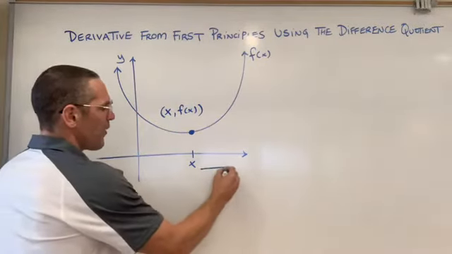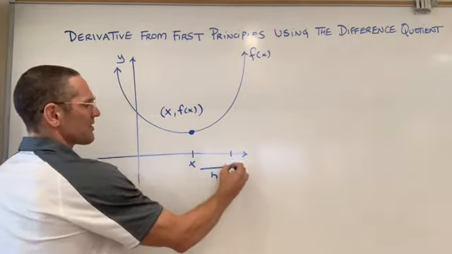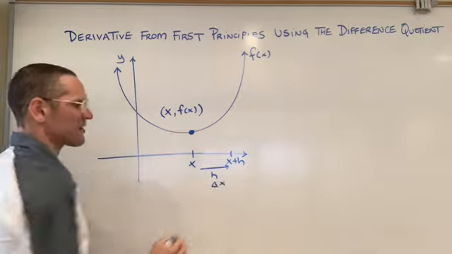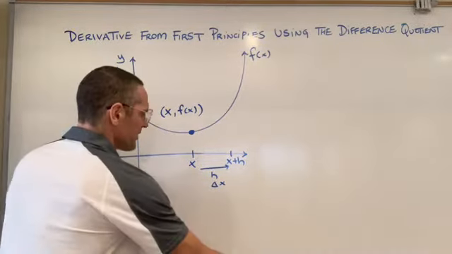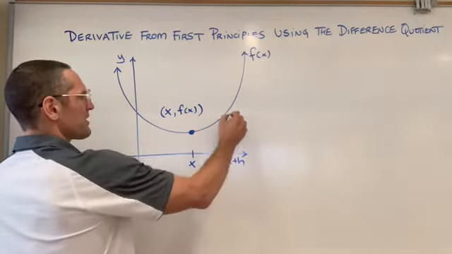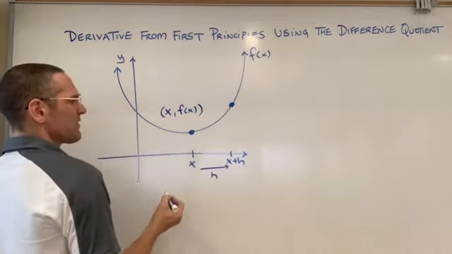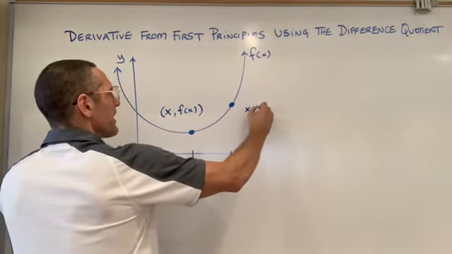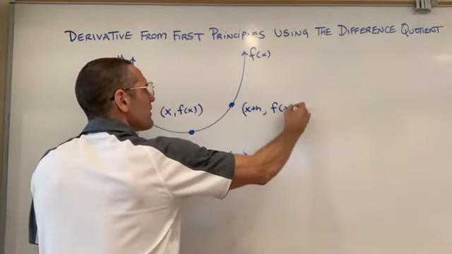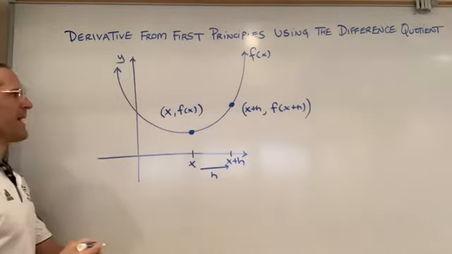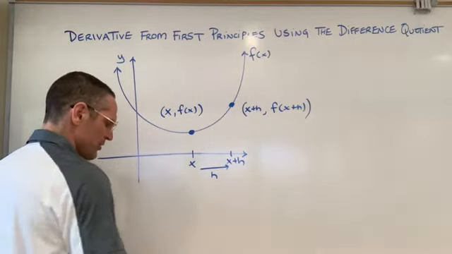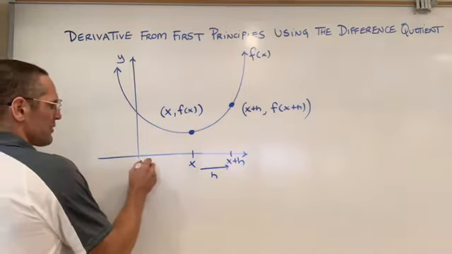I'm going to go over a distance h to come up with x plus h. Now, sometimes they call this delta x. I like to use h. Delta x sometimes takes the place of h. So x plus h gives us this point, x plus h for our input, comma, the function value at x plus h. And I can draw a line through these 2 points, like this.